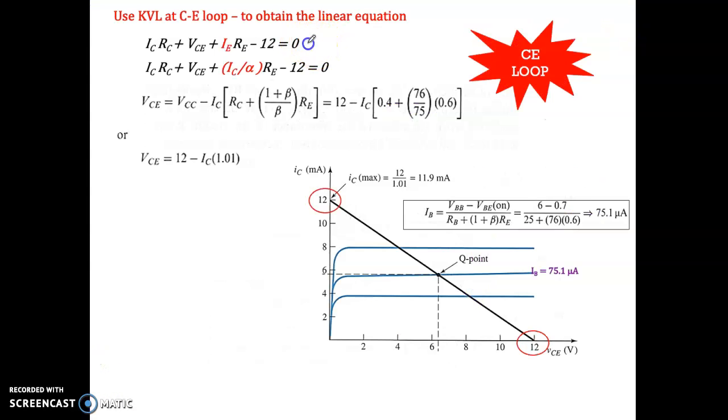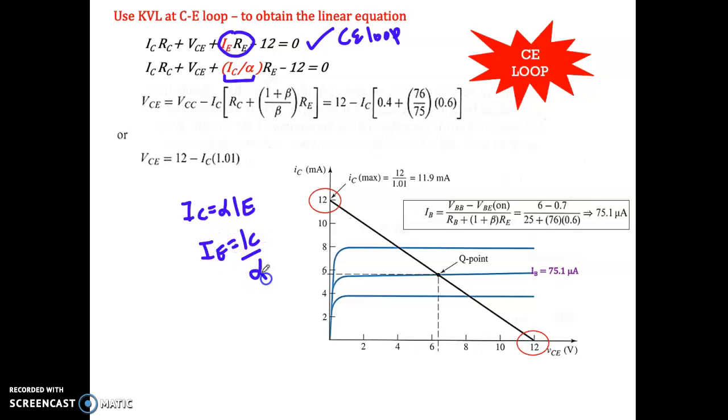Okay, so the first step that you need to do is to have the CE loop. So your CE loop will consist of IERE because the circuit previously having resistance at the IE. So next step, you need to change the IE to IC over alpha because you know IC equal alpha IE. So your IE will be equal IC divided by alpha. So once you change this one, rearrange the equation until you got the equation of Y equal MX plus C. Okay. So from this equation, we can find the intersection of A and then intersection of B.